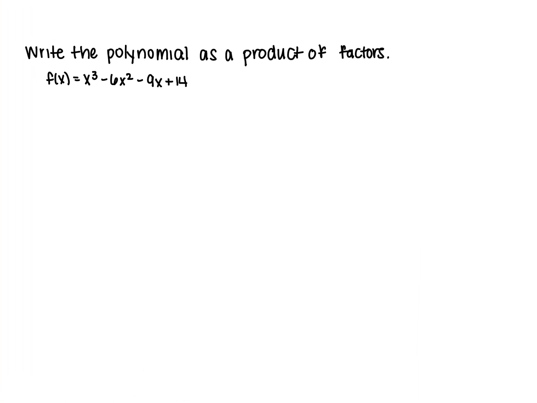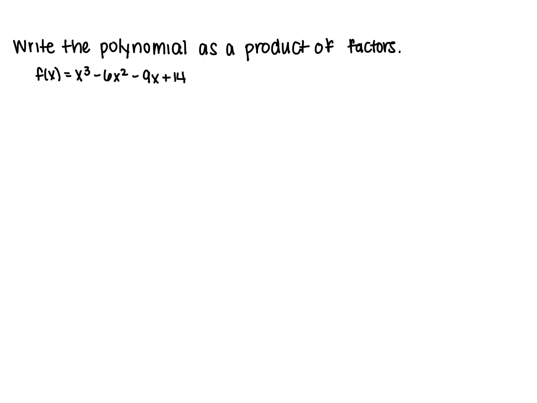If we look at our next example, we have f of x is equal to x cubed minus 6x squared minus 9x plus 14. We're doing the same thing with this that we did with the one before. We're writing the polynomial as a product of factors. So we're going to factor it completely. Since there's 4 terms, can we factor this by grouping? Well, if you do factor it by grouping, the only thing you can take out from the negative 9x plus 14 would be negative 1. So we're not going to factor this by grouping.